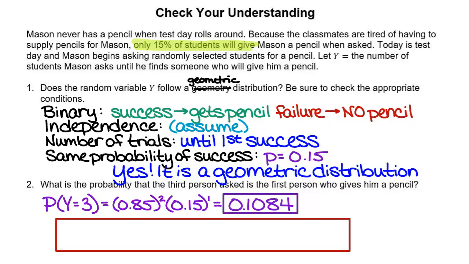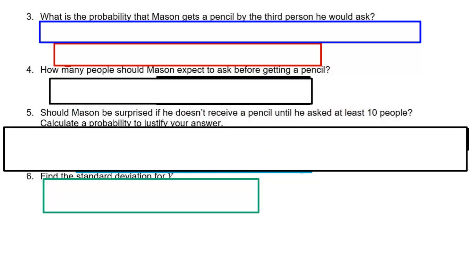The difference between question 2 and question 3. Question 2, I want to know what's the probability that it takes exactly until the third person. Question number 3, I'd be okay if he got it with the first person or the second person or the third person. So what do I need to do with my probabilities here? We're going to add up these different probabilities.